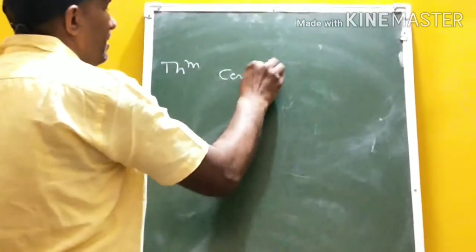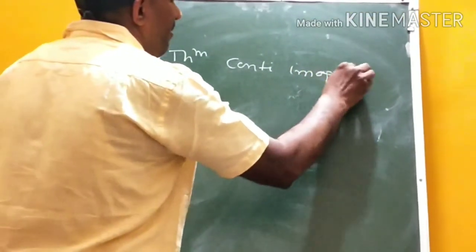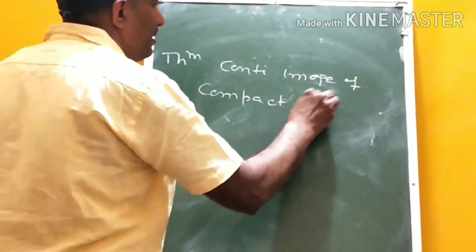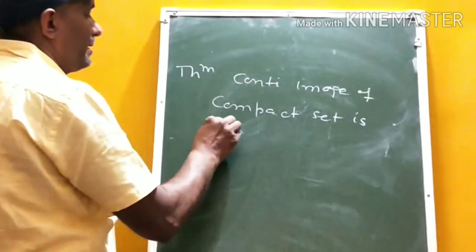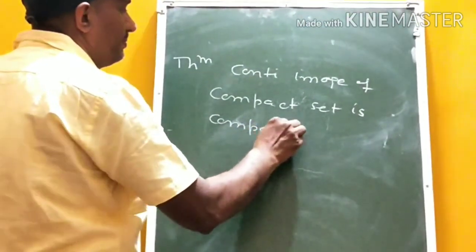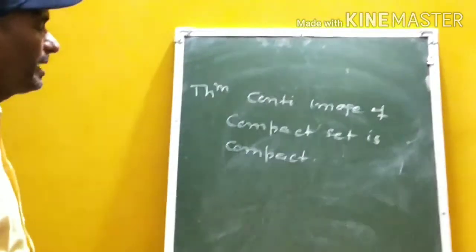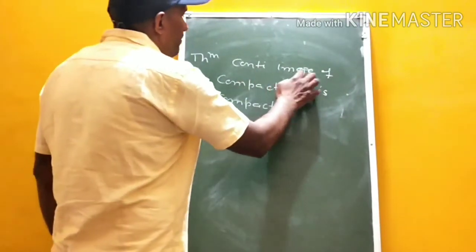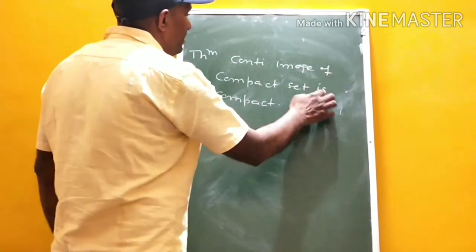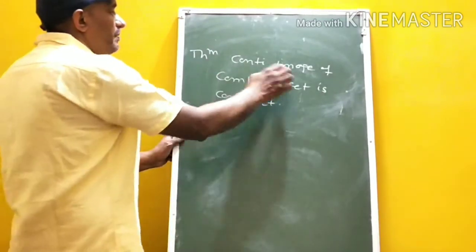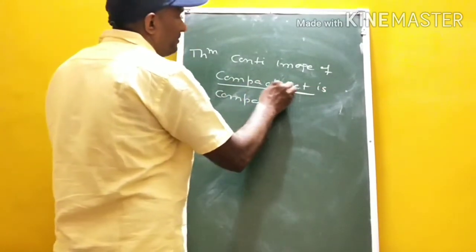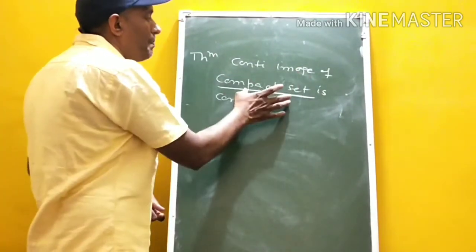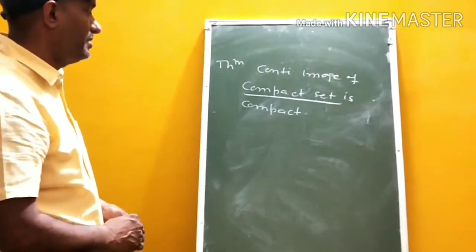Continuous image of a compact set is compact. Here we are proving continuous image of a compact set. In the last theorem we proved continuous image of a compact space. This is the basic difference. Proof.